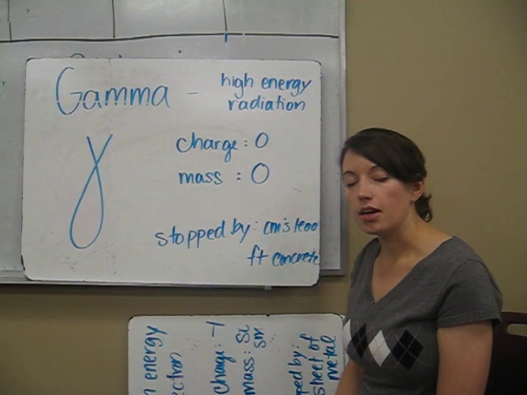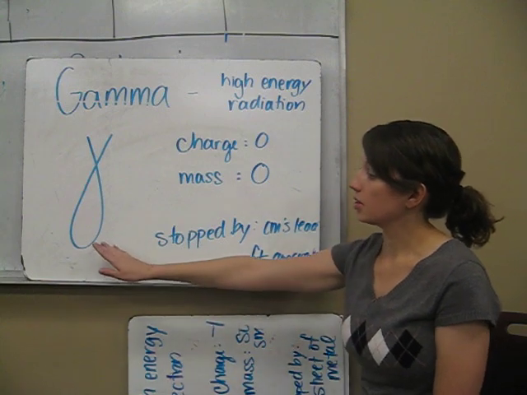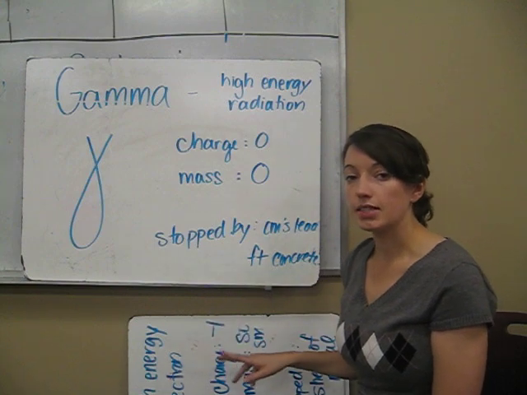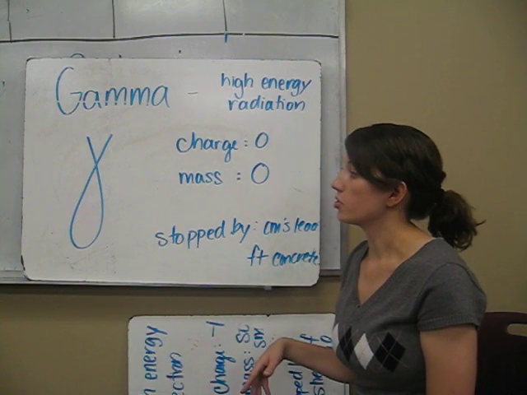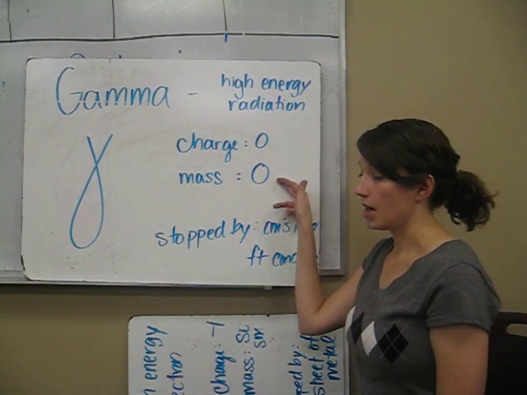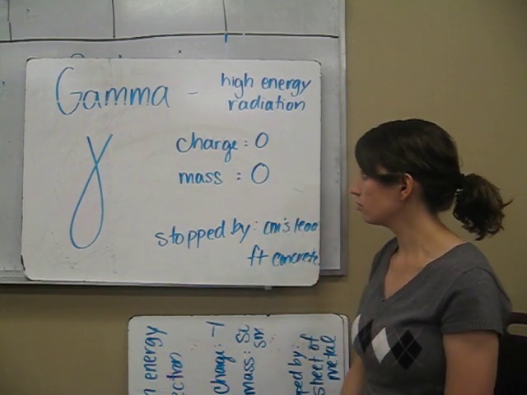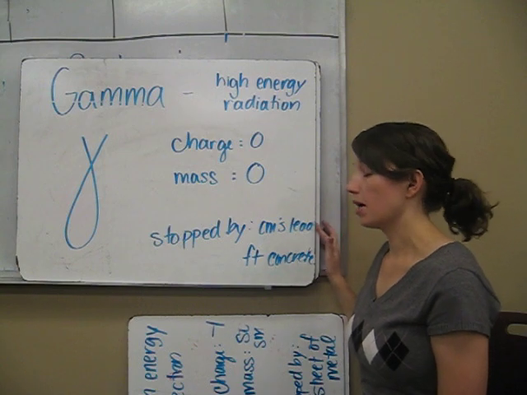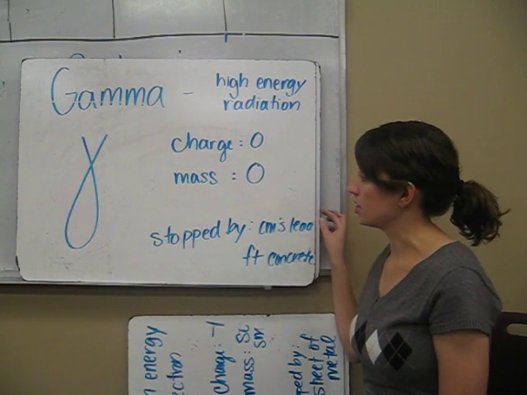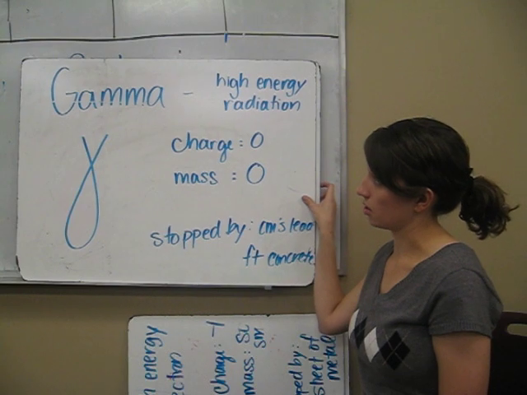Gamma is actually not a particle, it's a radiation. It's high energy radiation. We can symbolize gamma with this Greek letter. There's no other way to symbolize it since it's not a particle. There's no symbol, there's no protons or neutrons. The charge is 0 and the mass is 0 because there's no particle nature to gamma. It is just radiation. Gamma radiation can be stopped by centimeters of lead or several feet of concrete. So this is the strongest and most energetic of the 3 things we've talked about so far.